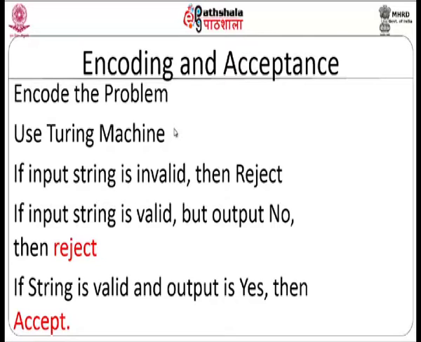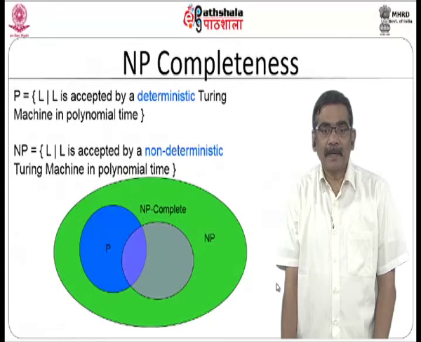Please recollect the Church-Turing thesis also, which says that all the problems that are solvable are solved by Turing machines. Using this concept, if the input string is invalid, that means the string obtained from the given problem is invalid, then we are going to reject it. If the string is valid, but the output is no, then again we are going to reject. On the other hand, if the string is valid and the output is yes, we are going to accept. In other words, the problem is solvable by the Turing machine.